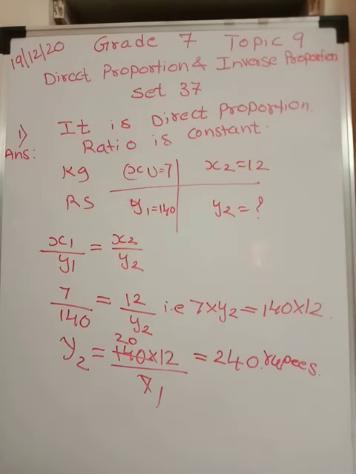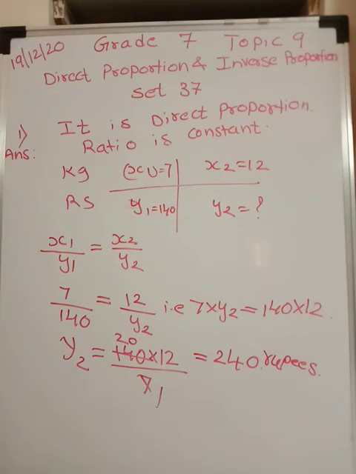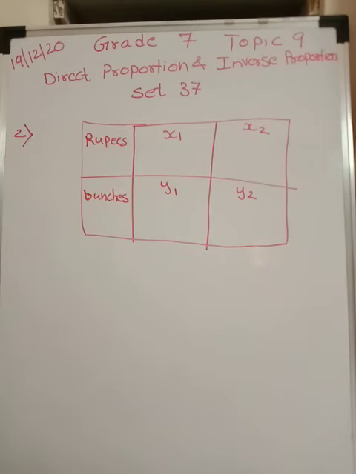Is this clear? So the choice is yours. You write kg and rupees like this, or you can write kg and rupees like this also. So the ratio of x and y is constant, you remember this. Shall we go to the next problem? Now let's go for the next problem.